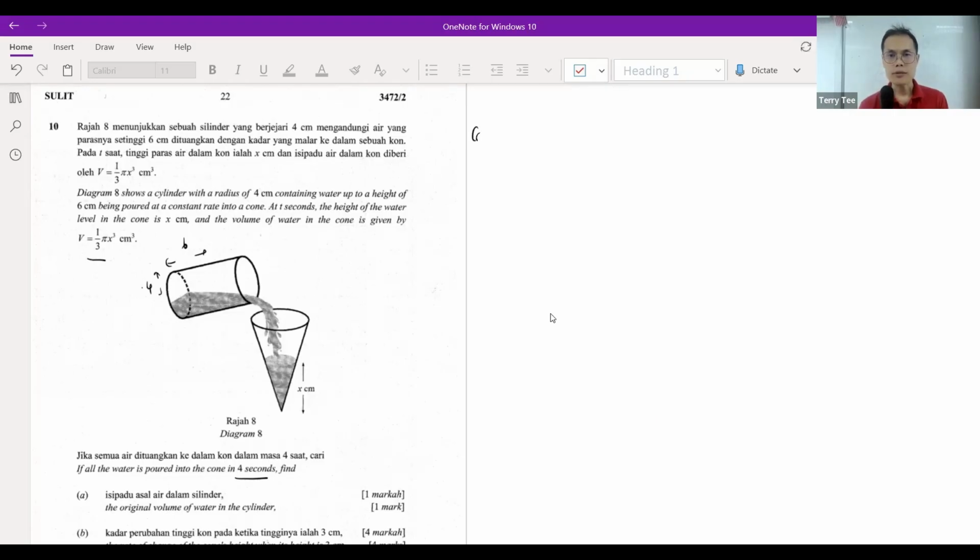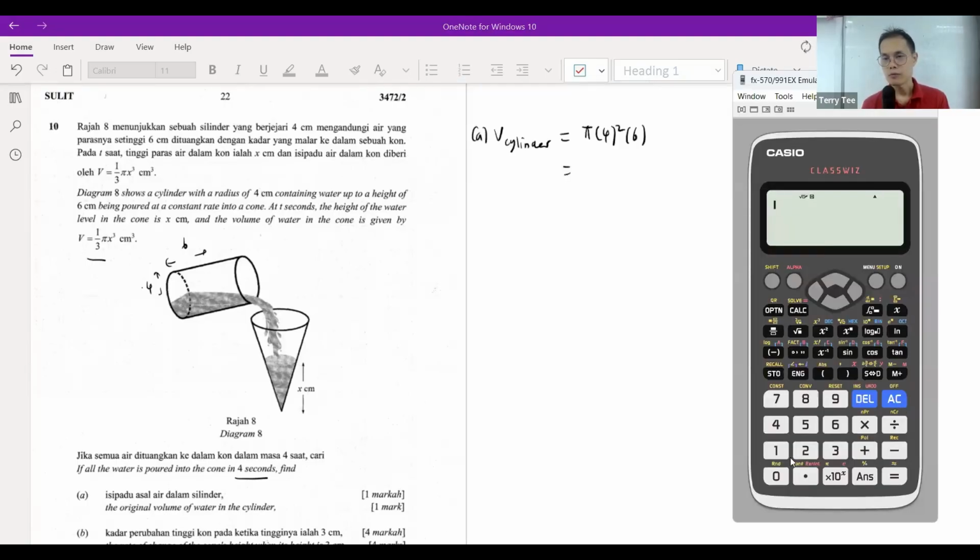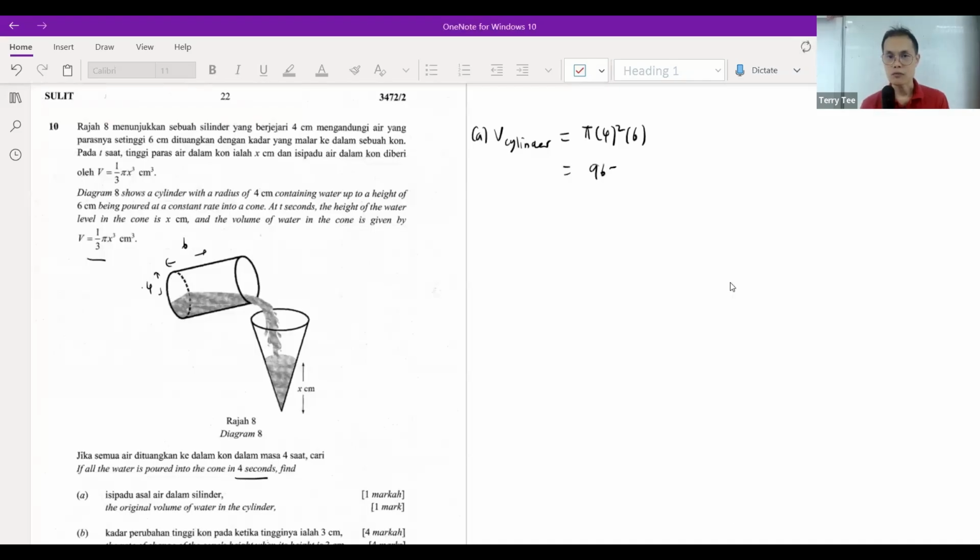Okay, so number one, what is the volume of water in the cylinder? Volume of a cylinder is given by pi r square h. Your radius is 4, your height is 6. 4 square is 16, 16 times 6, 96. But let me just work it out for you. 4 square, you times with 6. Answer 96 pi. So this is the initial volume. We can leave it in terms of pi.